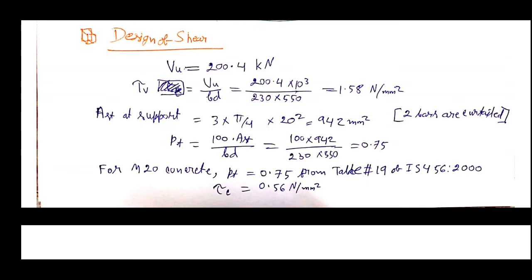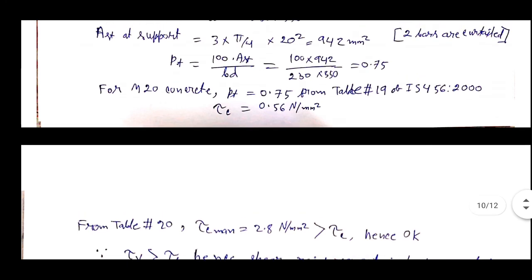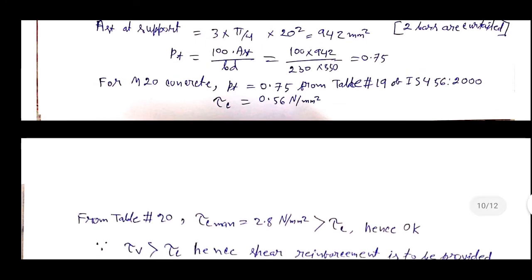So for M20 concrete and percentage of steel 0.75, from table 19 of IS 456 2000, the tau c will be 0.56 Newton per millimeter square. And from table 20, tau c max is equal to 2.8 Newton per millimeter square, which is greater than tau c, hence okay. Let's check once table number 19 and table number 20 of IS 456 2000.